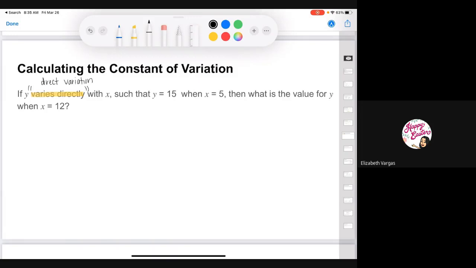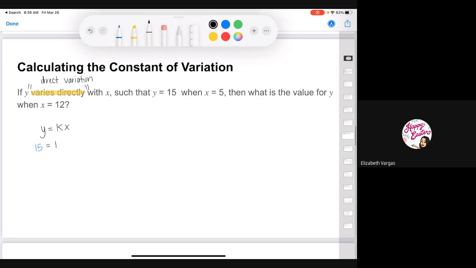So basically, if you know that y varies directly with x, then you know you have it in this equation, because this is the equation of direct variation. We know that our y is 15. We're looking for our k in order to solve, and we know that our x is 5. So this gives us this equation. We're not told exactly what our constant of variation is, but we are told what our y is and what our x is.